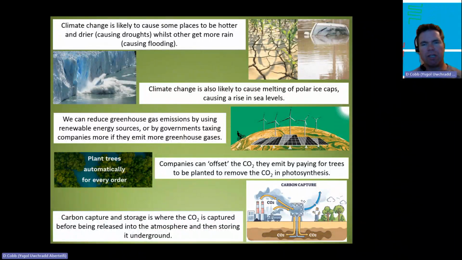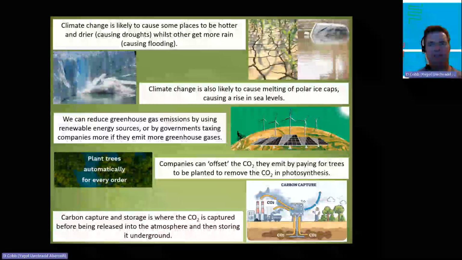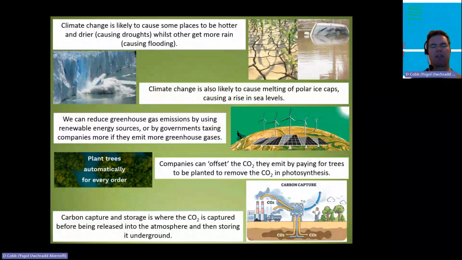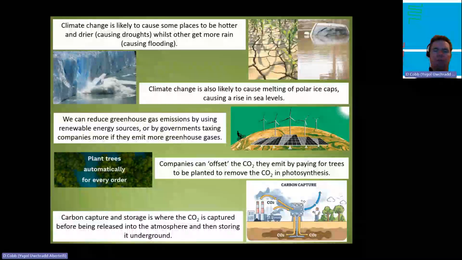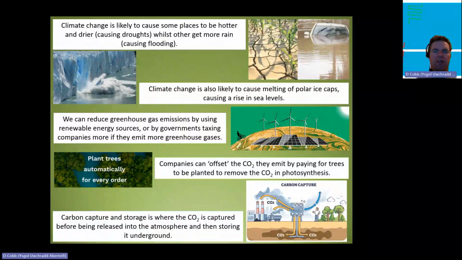Okay, so really the reality is that there's a number of different things that can be done, and they will all need to be done in order for us to slow down these CO2 emissions that we currently have, which are very high. We're trying to reduce that.